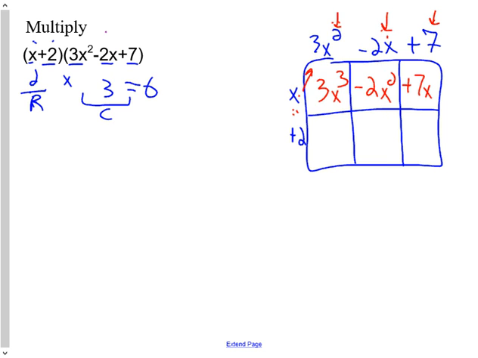Next row, we're multiplying by 2. So 2 times 3, 6. And the x squared comes with 2 times minus 2, minus 4, and the x comes with. And 2 times 7, plus 14. And now, look for your matches for a moment here.